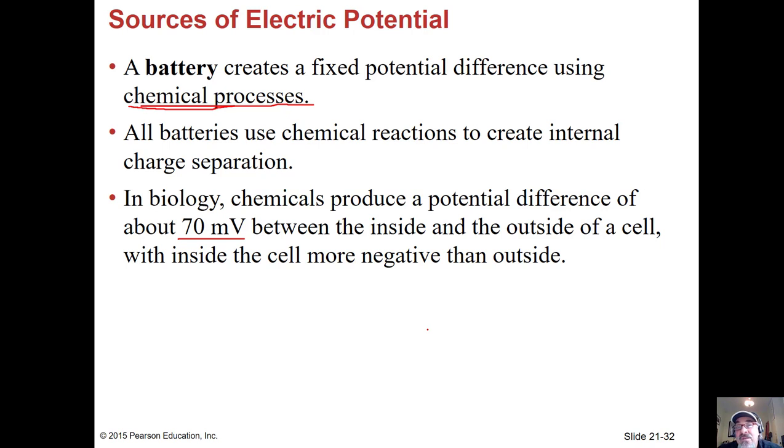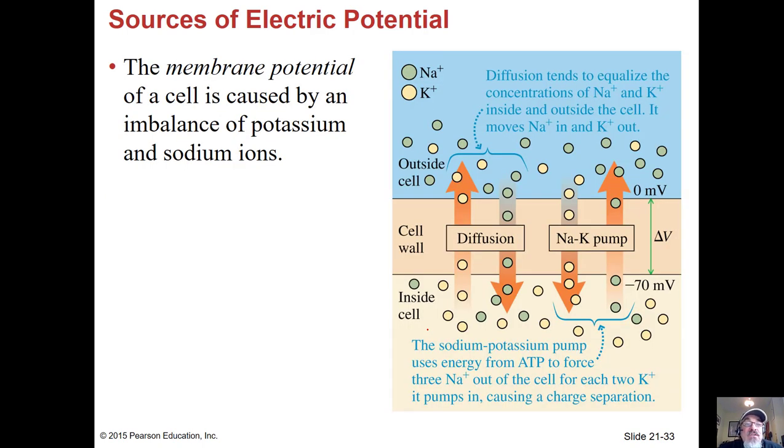on what they're made out of, calcium ions and potassium ions, things like that. You probably have encountered that in biology already. So the membrane potential of a cell is caused by this imbalance. Oh, here it's potassium and sodium. Sometimes calcium is involved as well.